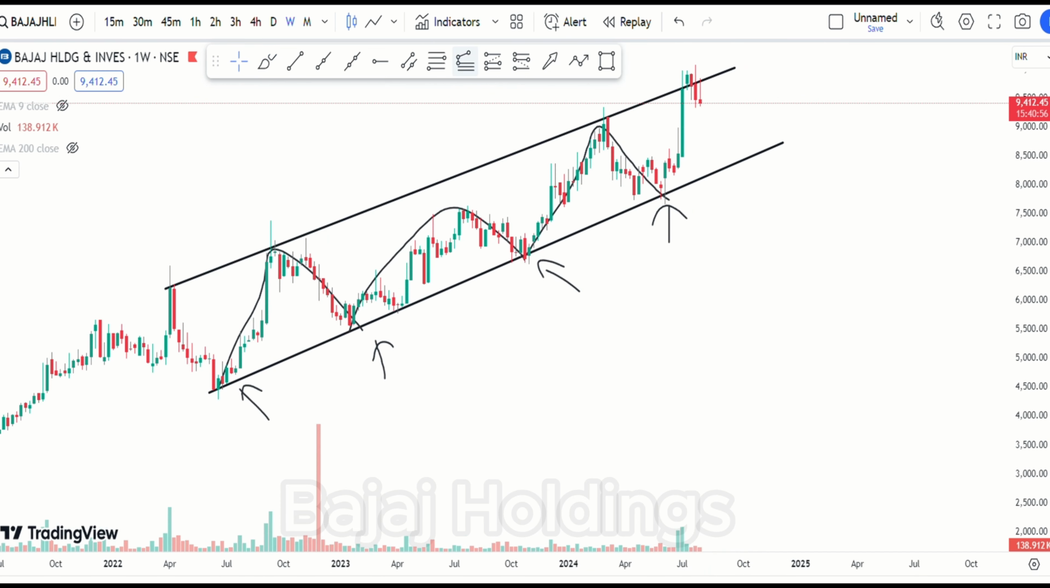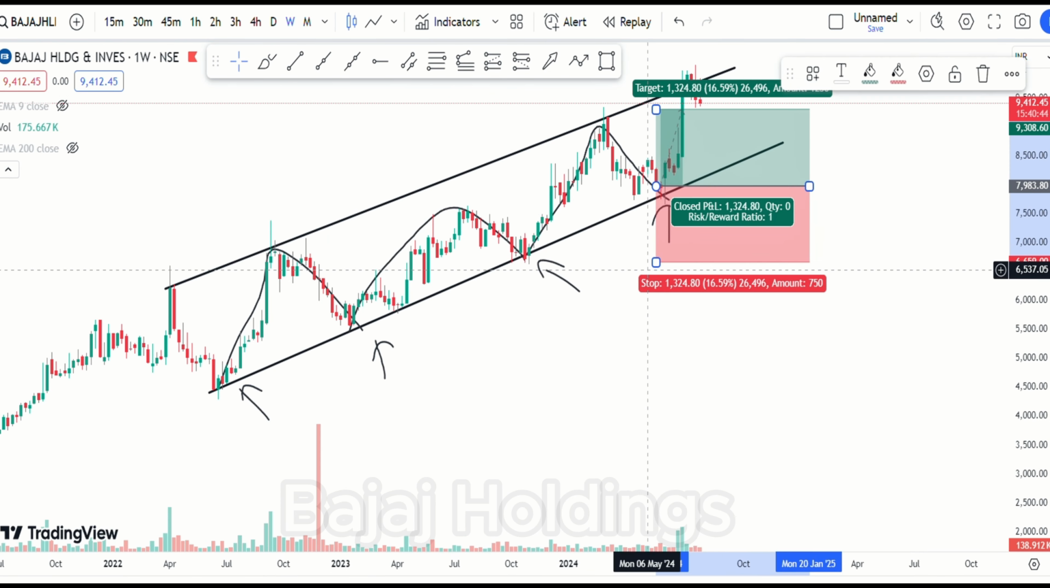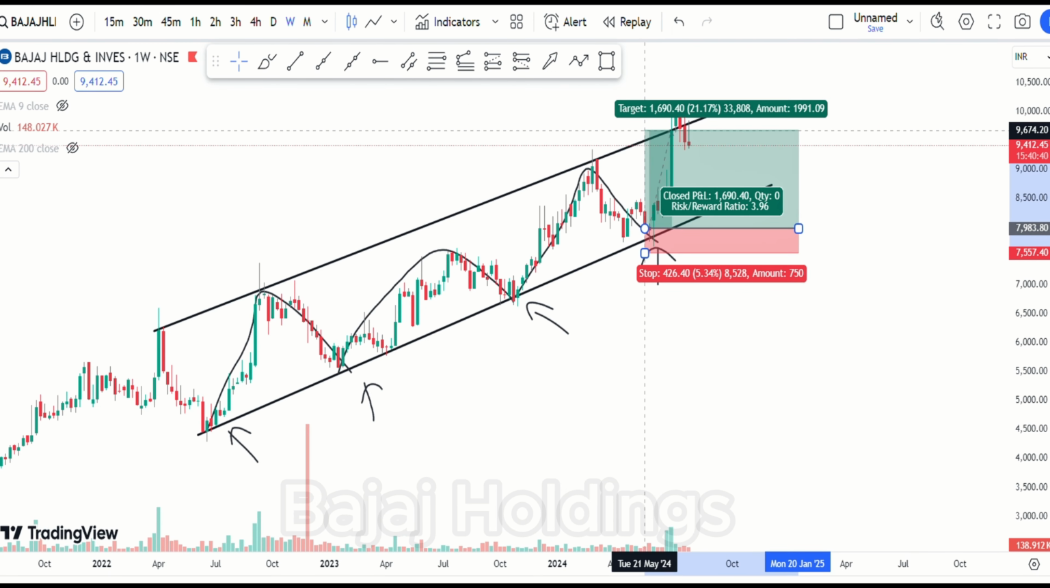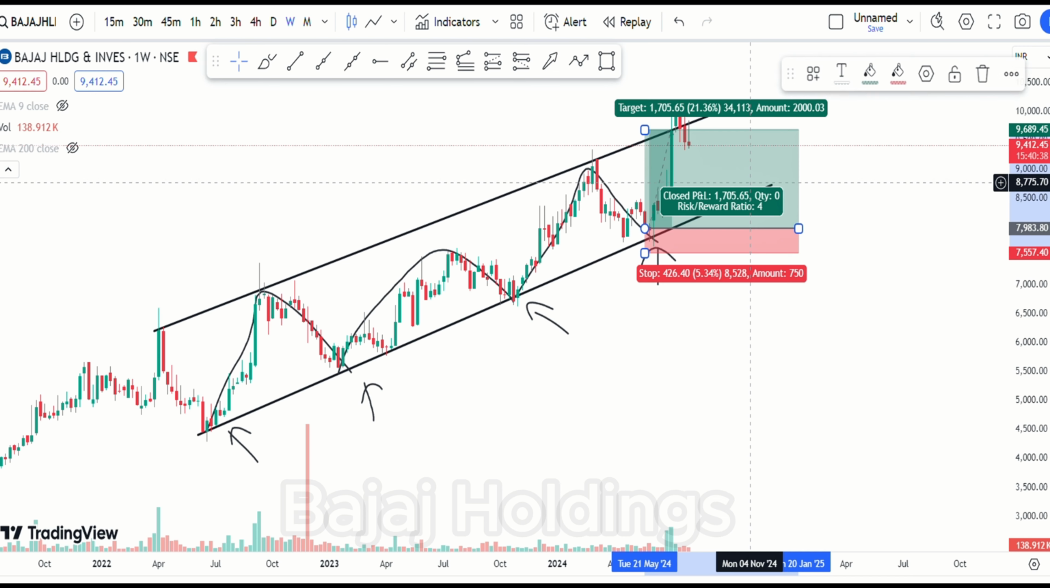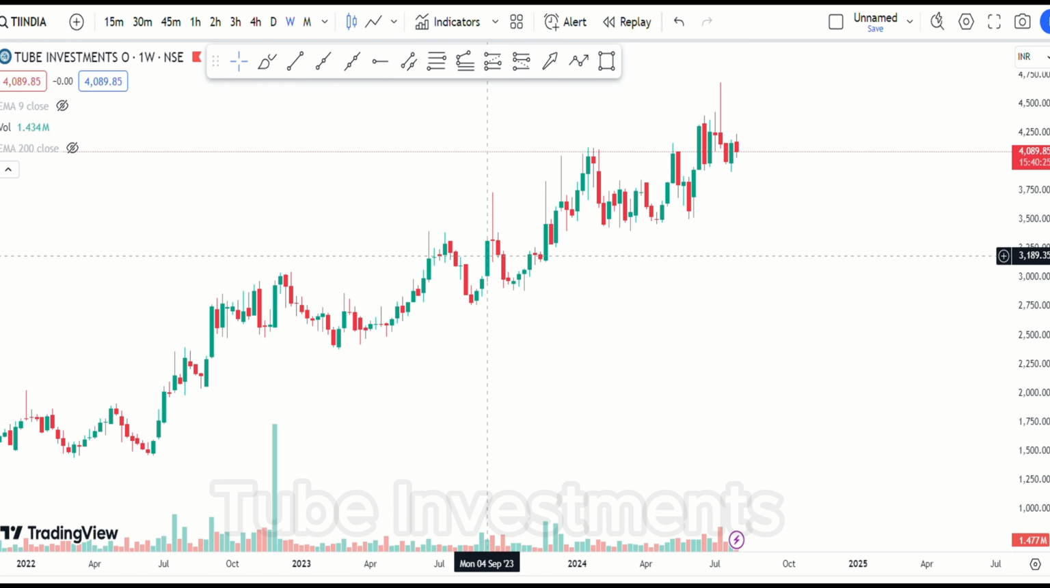So our entry was on this red color candle, and our stop loss could be on the low of this candle, and our target could be on the high of this candle. So we have made 1:4 risk to reward over this trade. So this is one of the examples. This is Tube Investments Company.